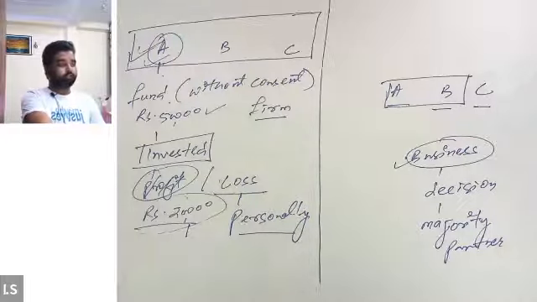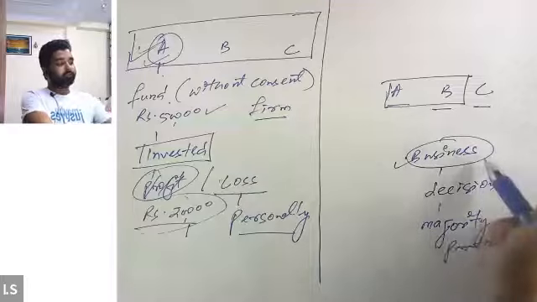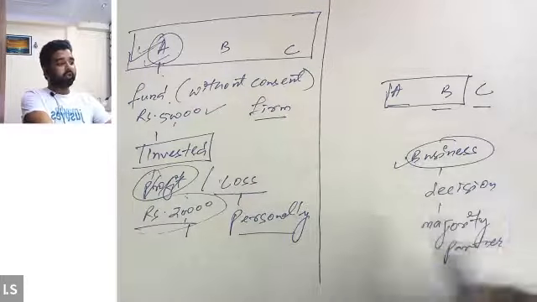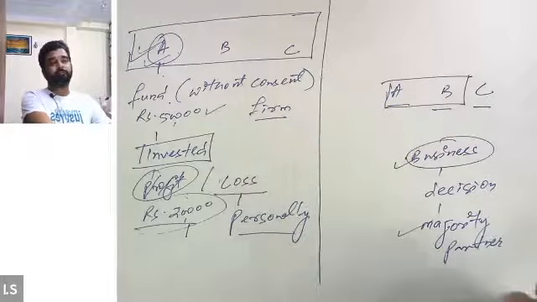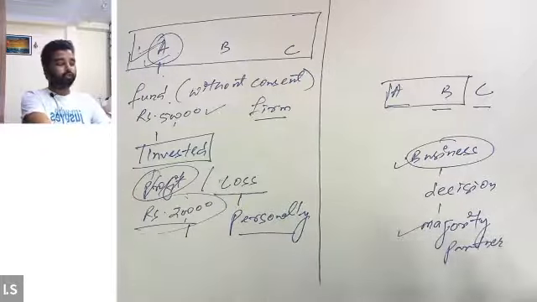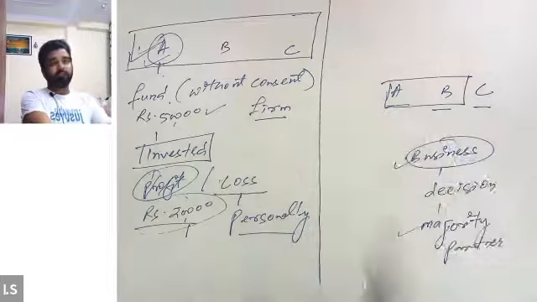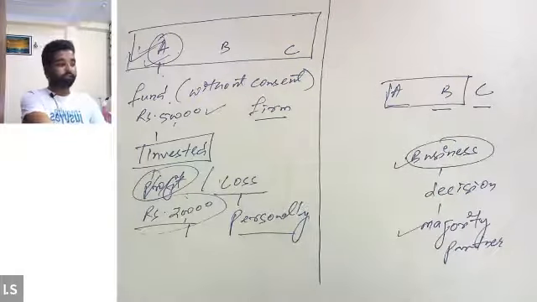As simple as that. So all the decisions in a partnership business are taken on the basis of the consent of the partners. But as far as the consent is concerned, the consent of the majority partners will be considered. Is that clear to you? Any activity can be undertaken only if the majority of the partners agree to that.